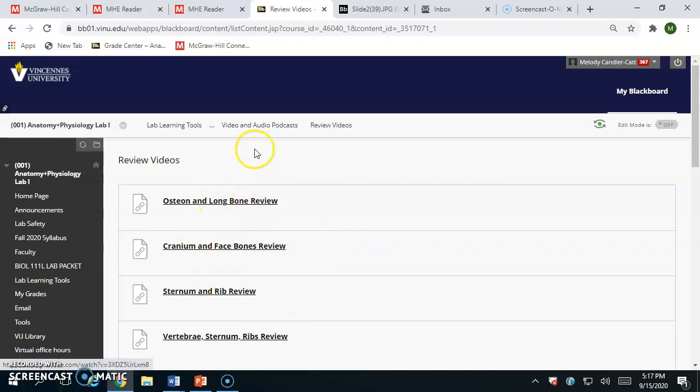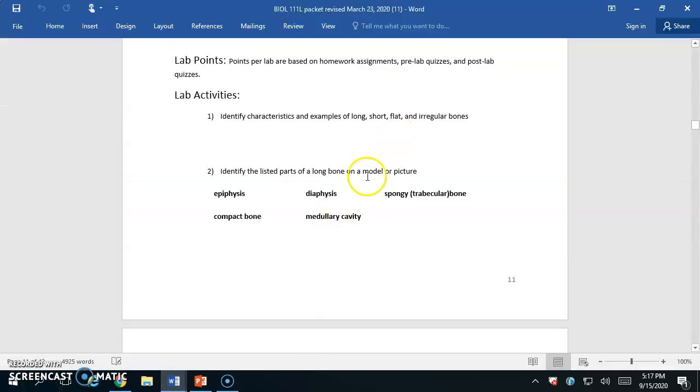So those are helpful, especially if you can't attend lab. Those are helpful to listen to, so you hear somebody talking about the various parts of the long bone or any of the other parts of the skeletal system. So that's where you can find that information.